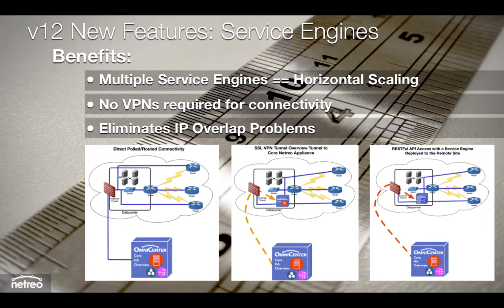It looks similar to the second VPN image, but instead of the remote site having a full Netreo deployed, it has only the service engine. There's no GUI to that appliance, and all data is actually rolled back up to the core appliance. Again, through either push or pull, it's bidirectional, right? But the idea is it's a slightly lighter footprint.